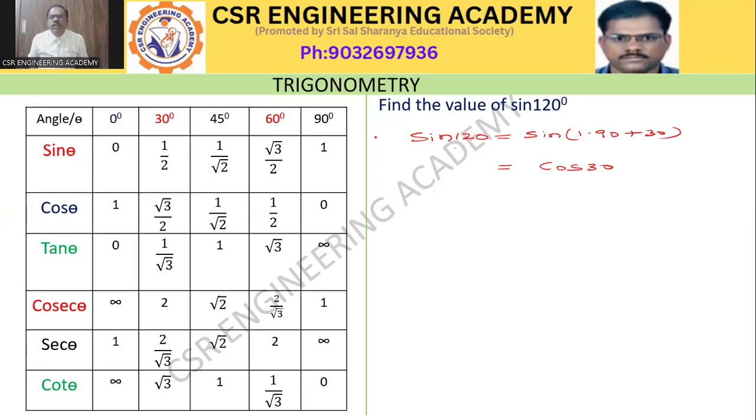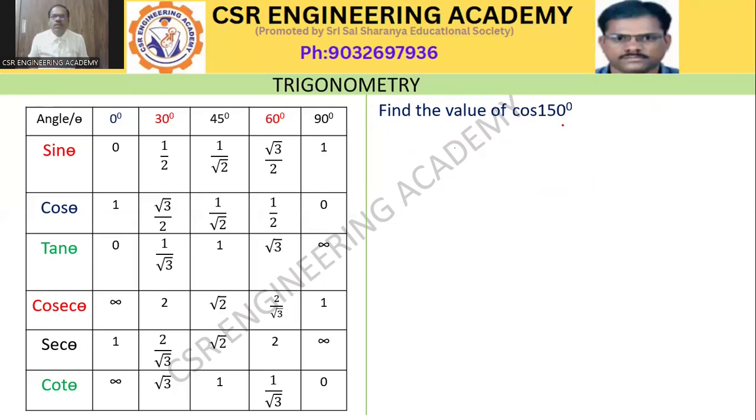Next, sin 120 belongs to which quadrant? For that, you take the multiple of 90, which is 1, plus 1, that is 2, so it is in the second quadrant. In the second quadrant, sine is positive, so take plus. Next, the cos 30 value, cos 30 is equal to root 3 by 2.